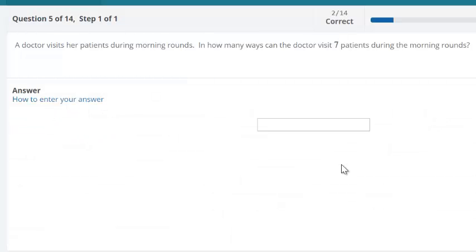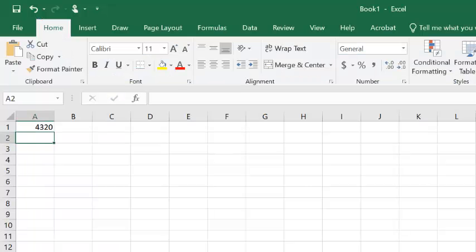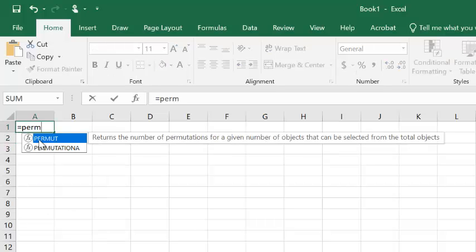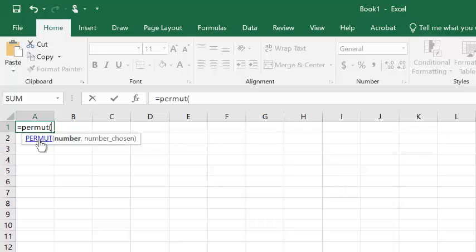Okay, next we have a doctor who is seeing patients, and we want to know, how can a doctor visit 7 patients? So we've got 2 options here. Here, order is definitely important because we are arranging these. So we could say that this is a permutation. Well, if I did equals permutation, okay, well, how many patients do I have? 7 total. Well, how many are we arranging? Well, we're arranging all 7 of those.